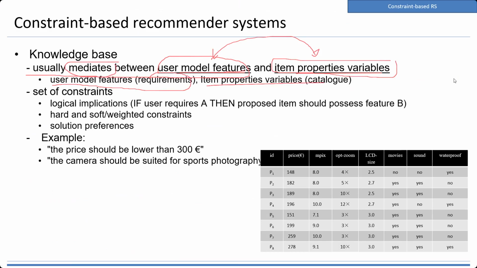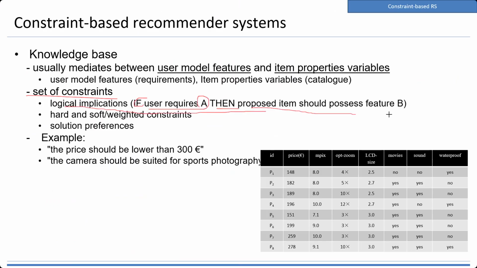The idea is simple. We can just use the if function, a set of constraints, for example, using if-then-else. So if the user requires A, then give the item that possesses feature B.